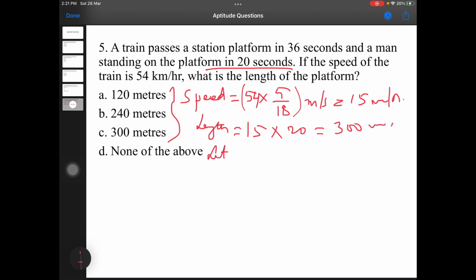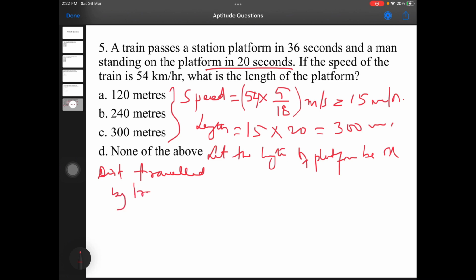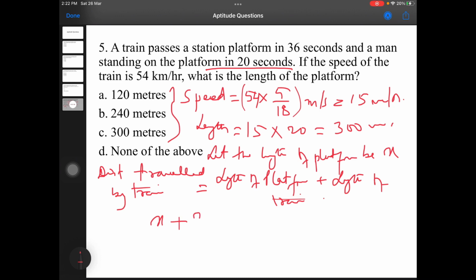So let the length of the platform be x meters. So the total distance traveled by the train to cross the platform will be the length of the platform plus the length of the train. So the length of the platform we denoted as x, and the length of the train is 300 meters.